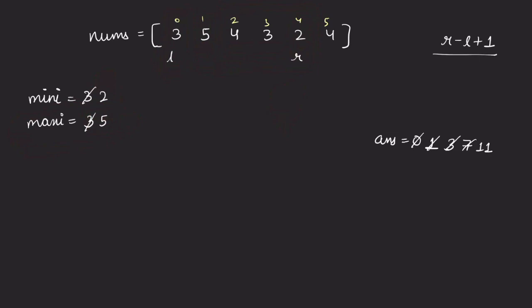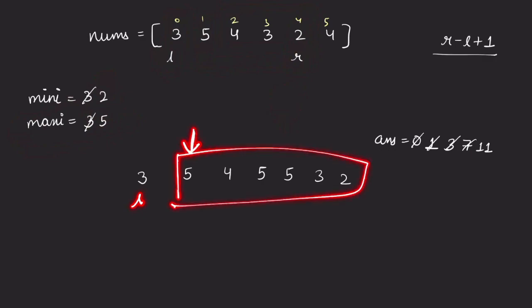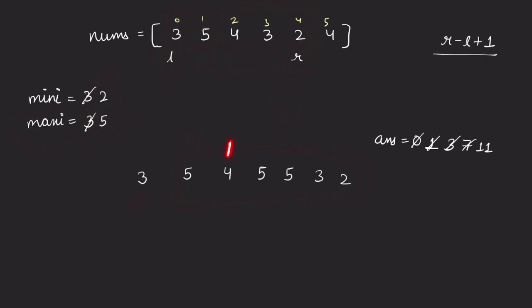So now what to do? One of the possible ways is that you move this left towards the right till R, right? So let us suppose my array is 3, 5, 4, 5, 5, 3, 2, like this. Your left is here. So what you will do? You will move your left forward and you will check this. This 5 is violating the condition, right? So this will be one of the indexes where you could keep your left, right?